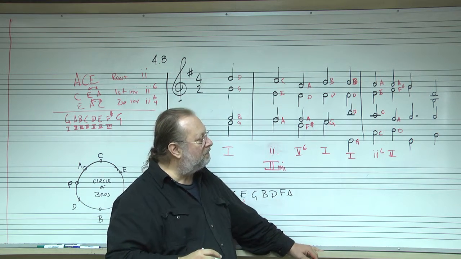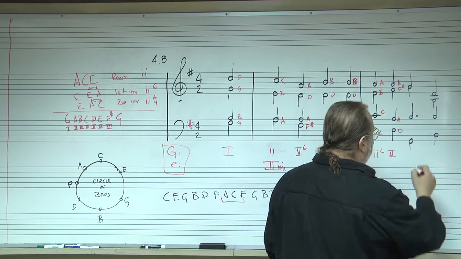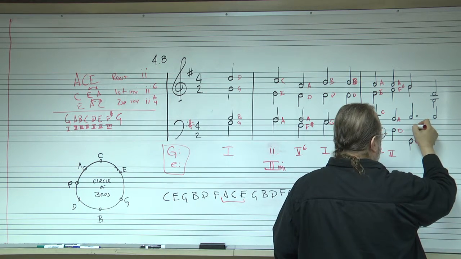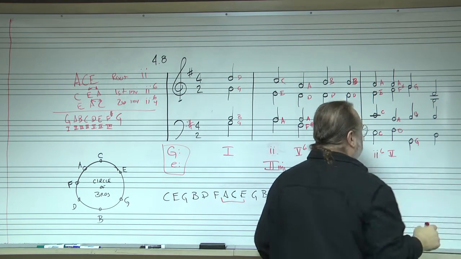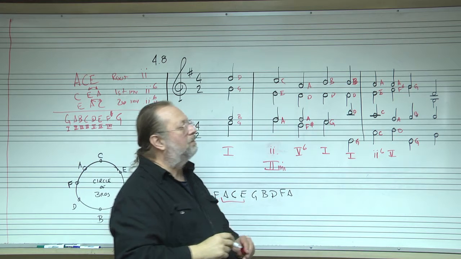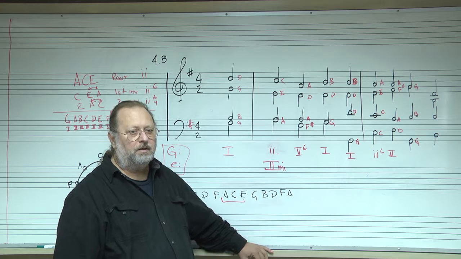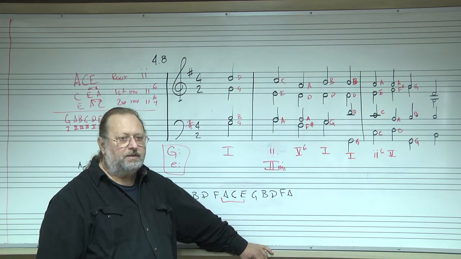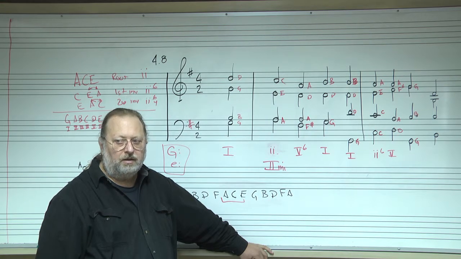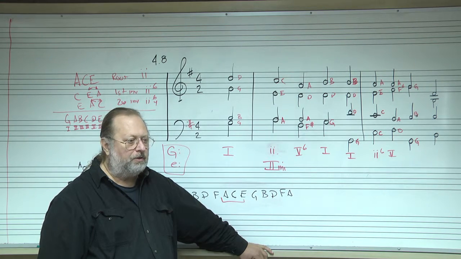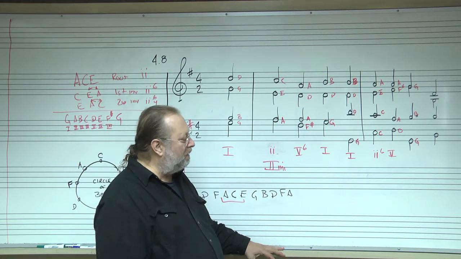What about the next one? G, B, G. We don't have a third in that chord, or we don't have a fifth in that chord, do we? No. But we can still guess that it's a G chord, right? Because we're in the key of G. We already established the sound of the G chord a couple times. Here, and here, three times.